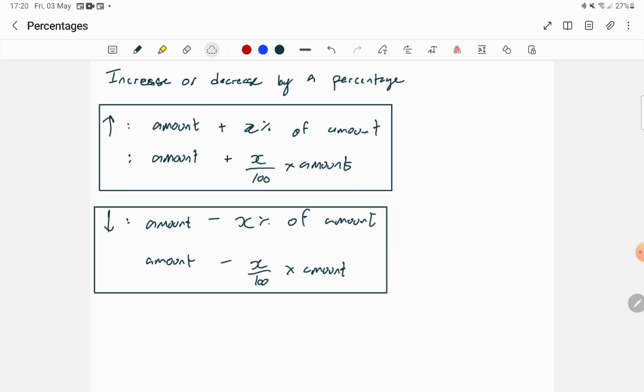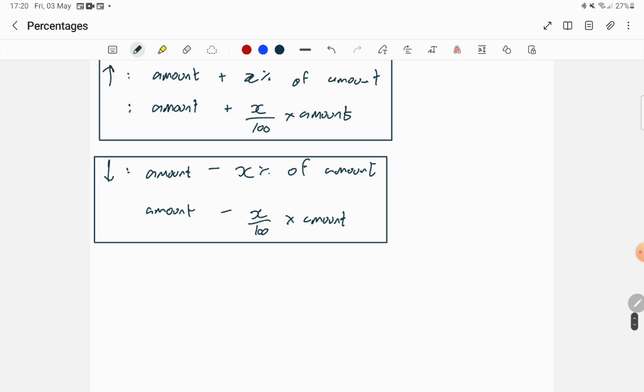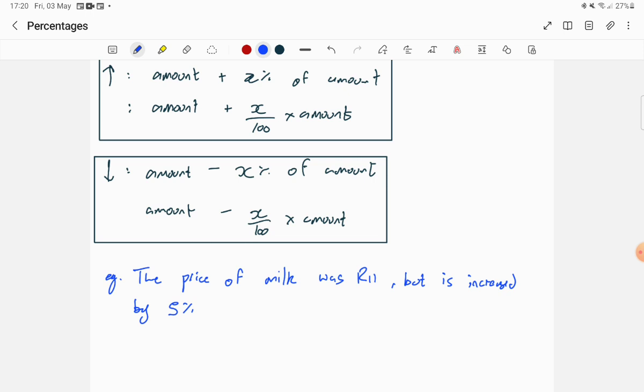Okay, so the first example here is that the price of milk was 11 rand, but is increased by 5%. So what is the new price of milk?